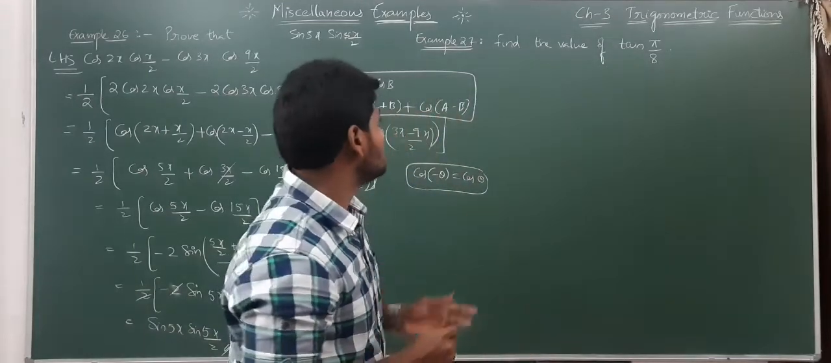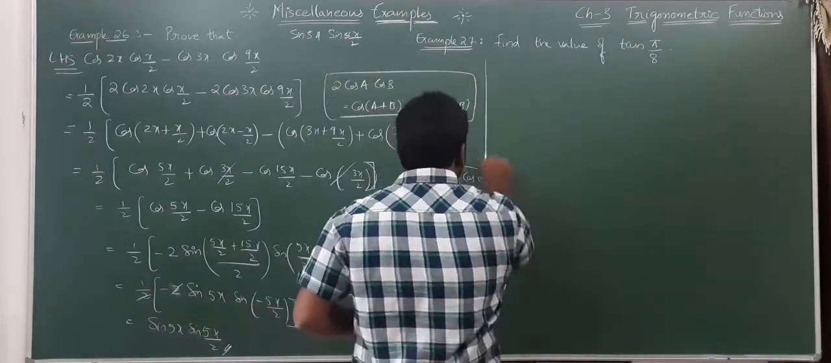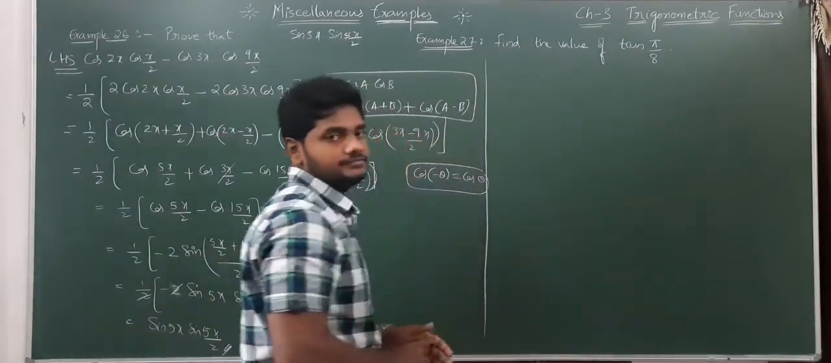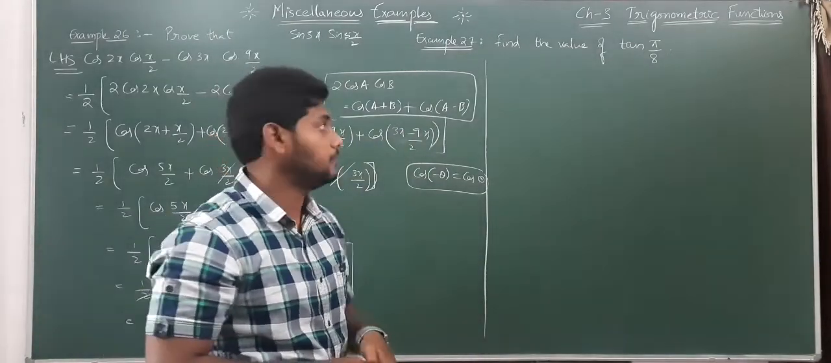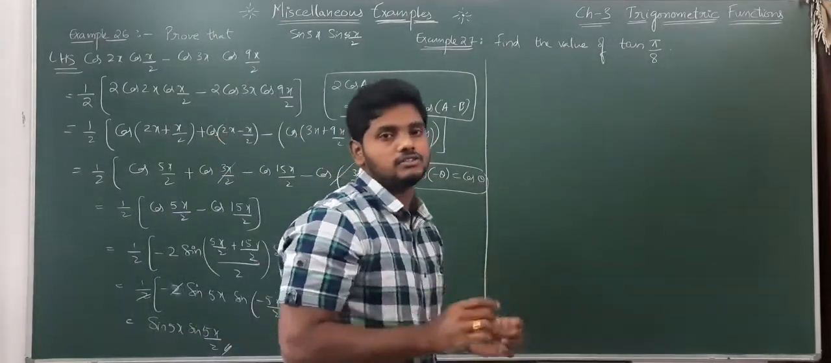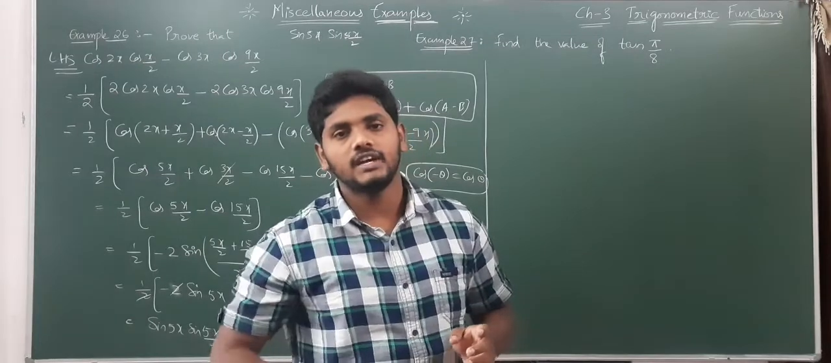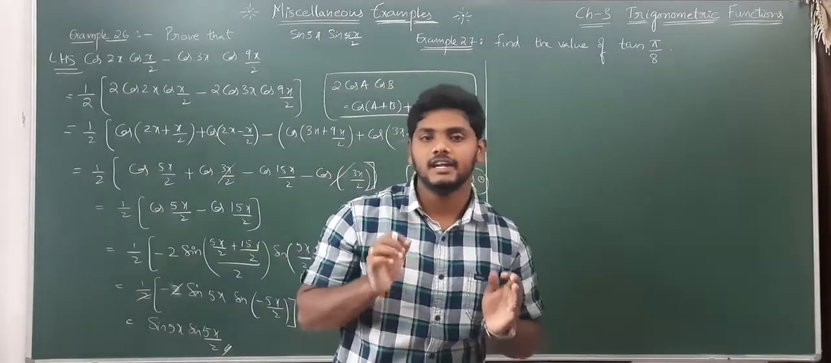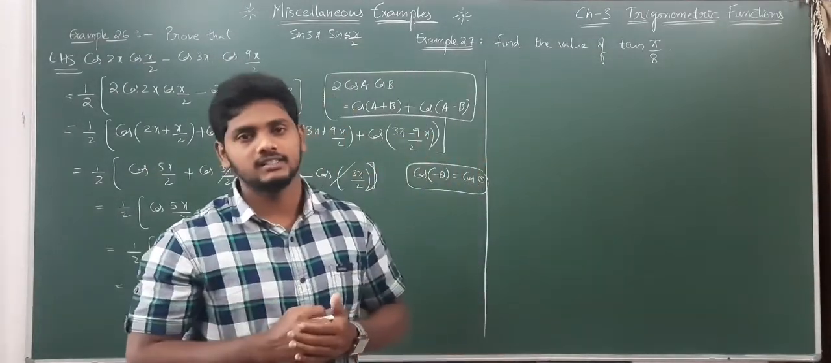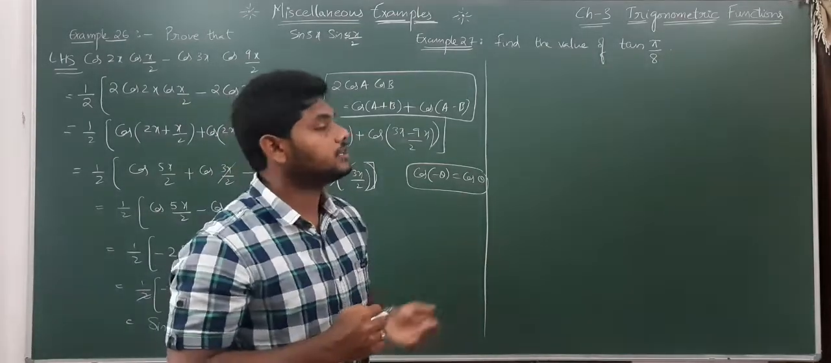So next, when it comes to the next question, find the value of tan pi by 8. Find the value of tan pi by 8. See, up to now you know the values of tan 0, tan 45, tan 30, tan 60, tan 90, tan 180, tan 270, tan 360, like that. Then what about tan pi by 8?